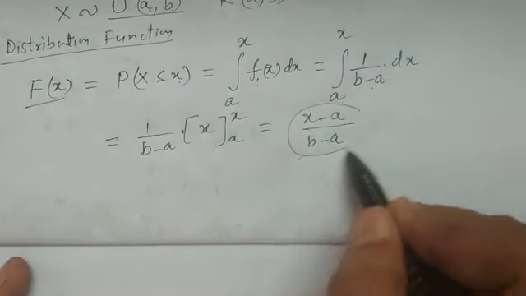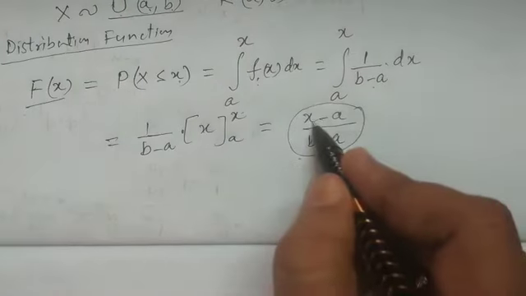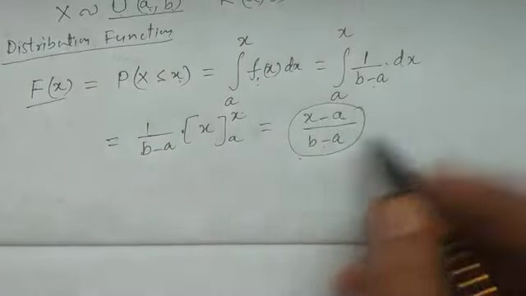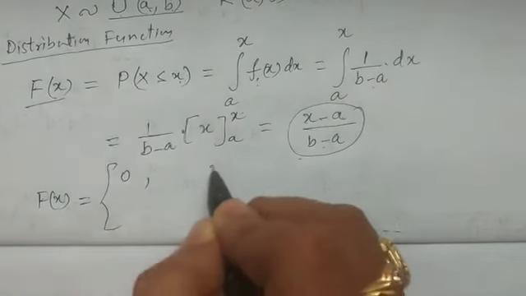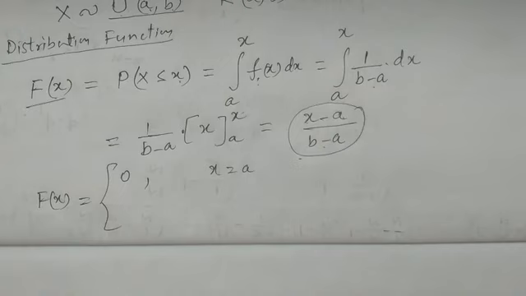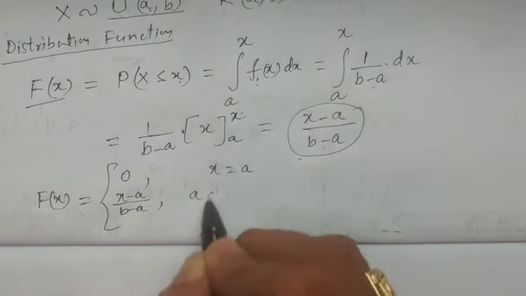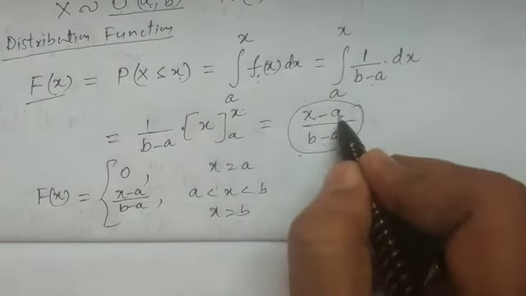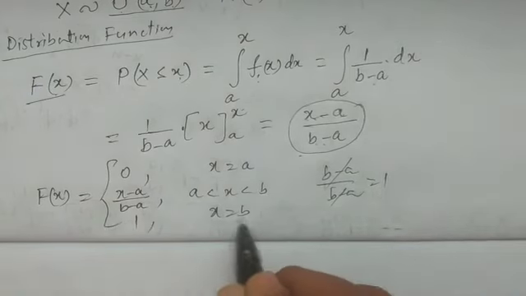This is the distribution function. And I define it for x equal to a, and x equal to b as well. If you substitute x equal to a, then a minus a is 0, so F of x is 0 for x equal to a. Similarly, x minus a by b minus a is for a less than x less than b. If x is equal to b, b minus a by b minus a cancels, it is 1. So it is 1 for x equal to b.